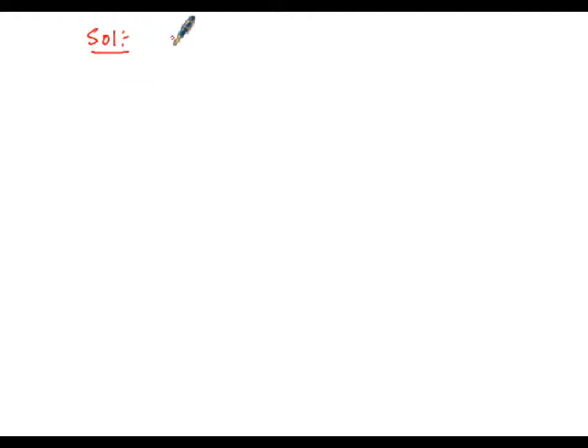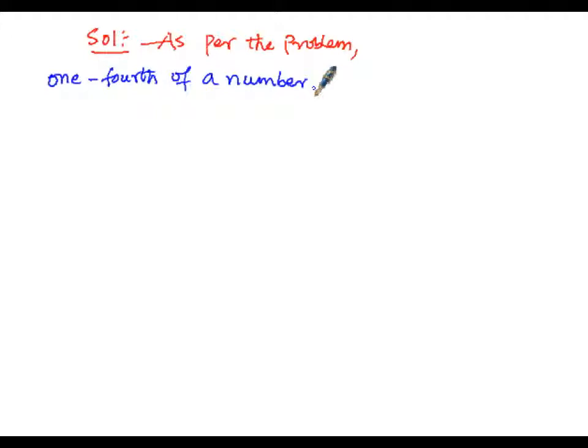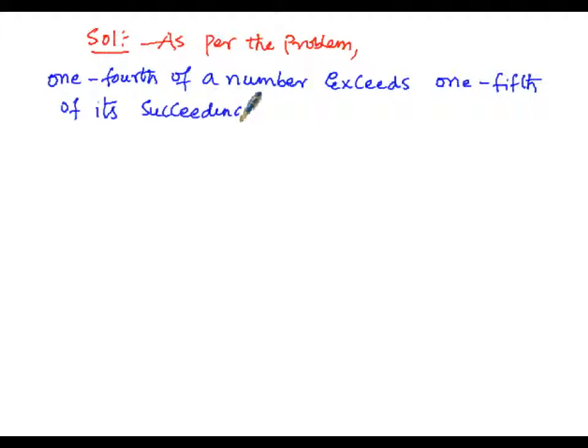So as per the problem, 1/4 of a number exceeds 1/5 of its succeeding number by 3. So this is the condition which is given for us. So 1/4 of a number exceeds 1/5 of its succeeding number by 3. So here in both the cases, the number is unknown.